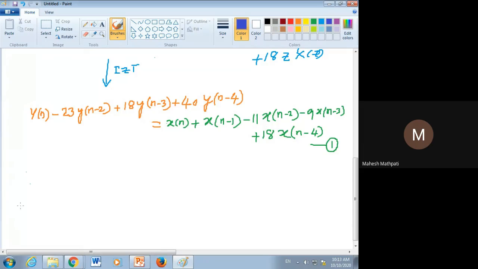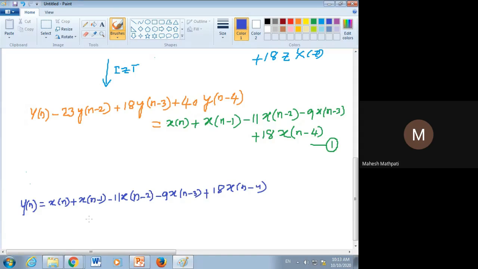So we will write finally, y of n is equals to, we will write this x of n term as it is first. So x of n plus x of n minus 1 minus 11 x of n minus 2 minus 9 x of n minus 3 plus 18 x of n minus 4.